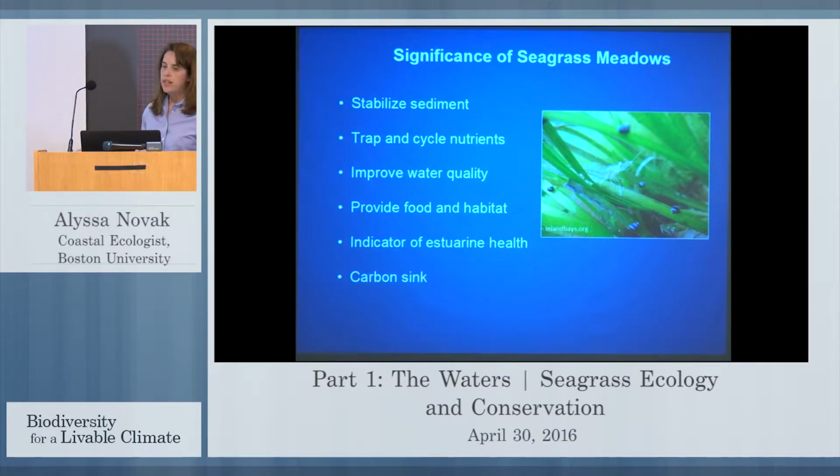We say that they're an indicator of estuarine health, and the reason for that is that they are vulnerable to changes in environmental conditions, so they rapidly decline when environmental conditions decline. They're also considered a significant carbon sink, and this is important to mitigating global climate change. So even though they make up 0.2% of the ocean waters, they can store twice as much carbon per unit area as temperate and tropical forests. So this is very important.